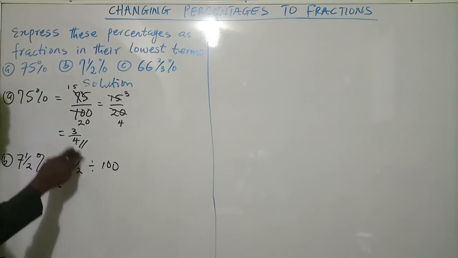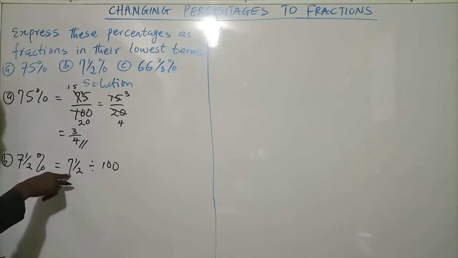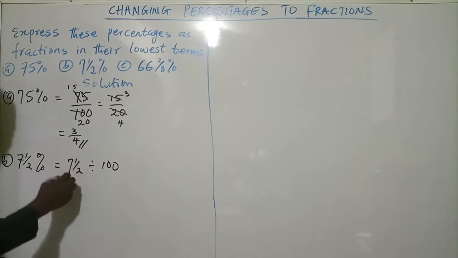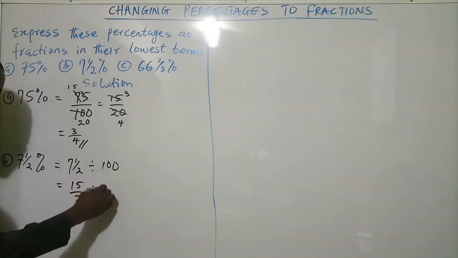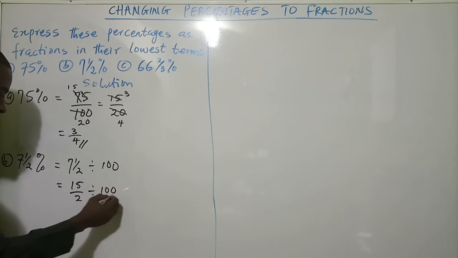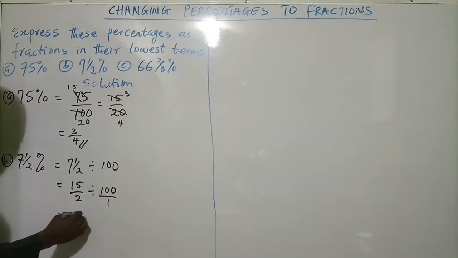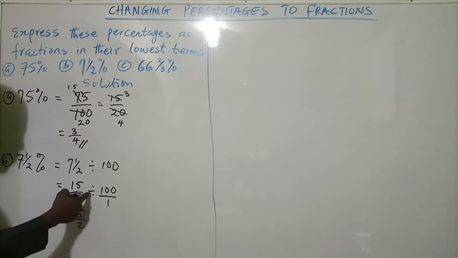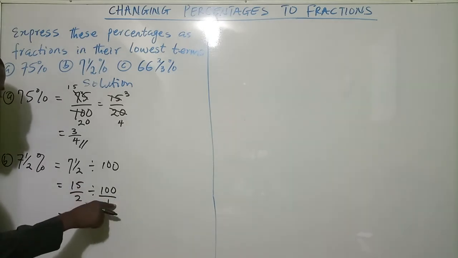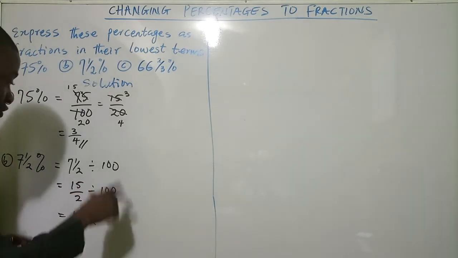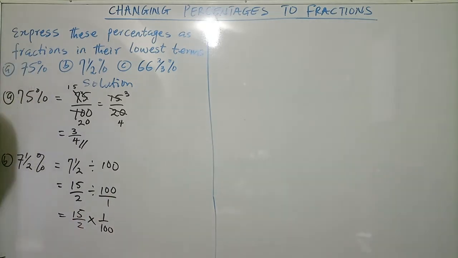So what do we do now? We change this mixed fraction to an improper fraction. How do we do that? We say 2 times 7 is 14, plus 1, 15 over 2, divided by 100. This 100 is the same as 100 over 1. Now remove the division sign and change it to multiplication. The 100 comes down, so the denominator becomes the numerator, while the numerator becomes the denominator. So that is 1 over 100.